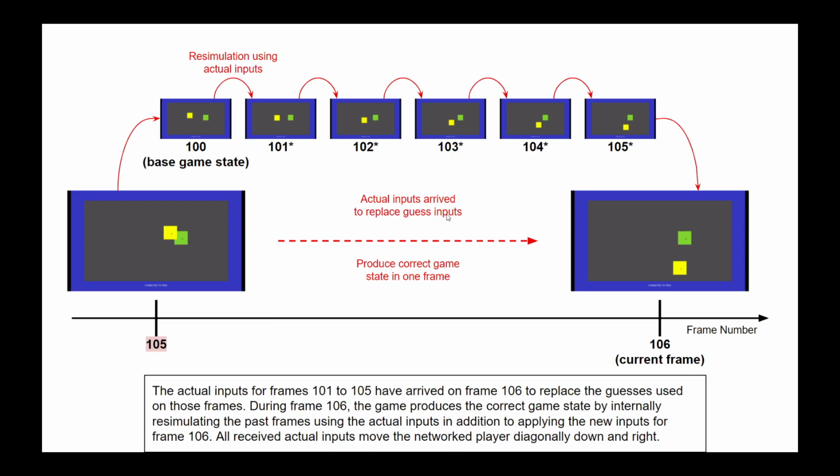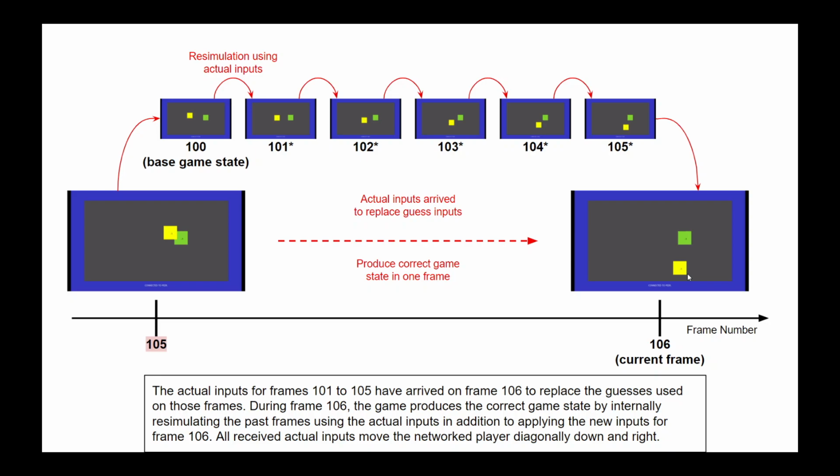Here, because all of the actual net inputs move the net player object down and right, compared to the guess inputs which move the net player only to the right, the net player seemingly moves an impossible distance in a single frame during the adjustment to a corrected game state.